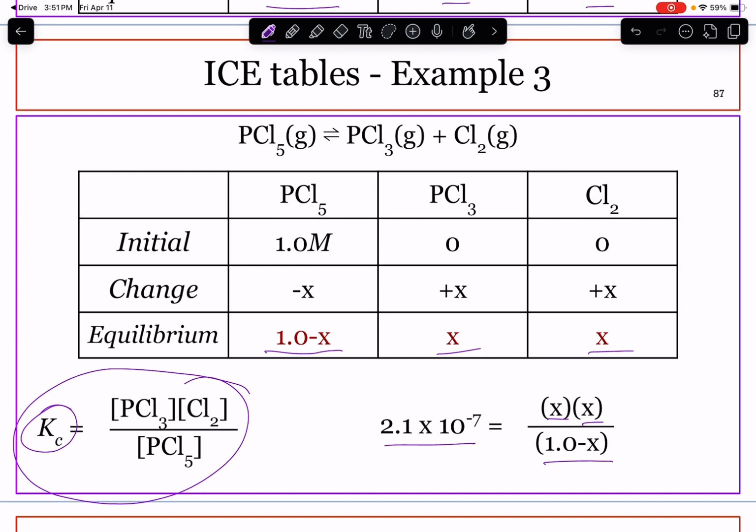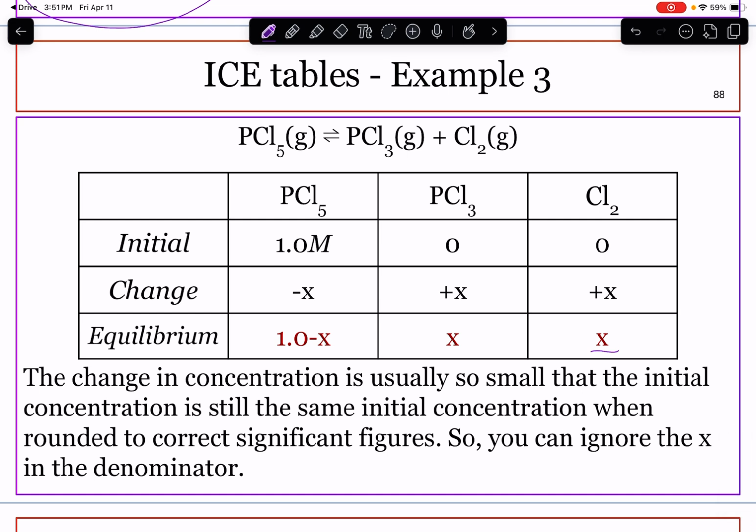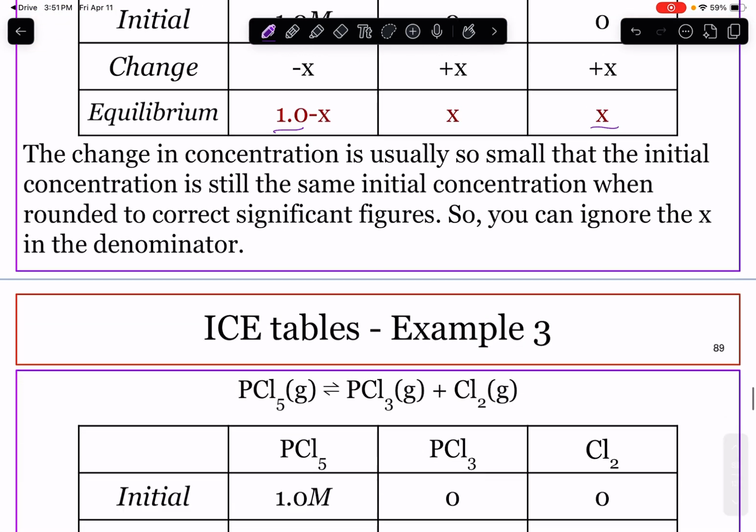But even on the AP Chem exam, the quadratic formula is not needed. And the reason is because whenever this shows up in these types of problems, the change, or the x, in concentration is so small that the initial value of 1 is still 1, the same initial concentration, when rounded to correct significant figures. 1 minus x is still 1 when you round to 2 sig figs. So you can ignore the x in the denominator. We're going to talk more specifically about this in a moment, but let's look at how the math changes.